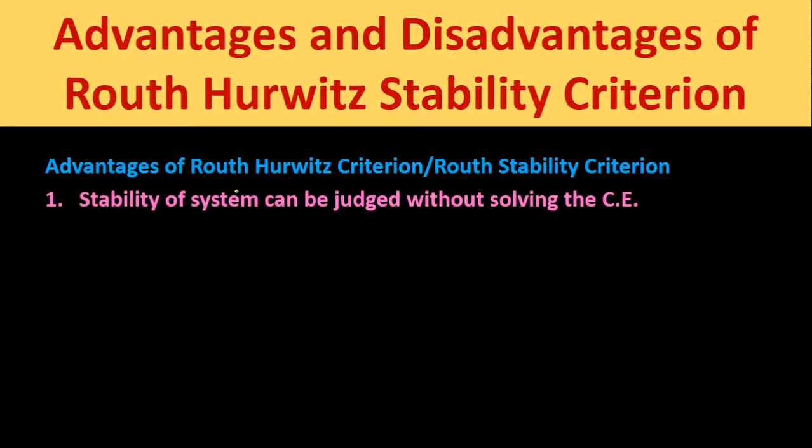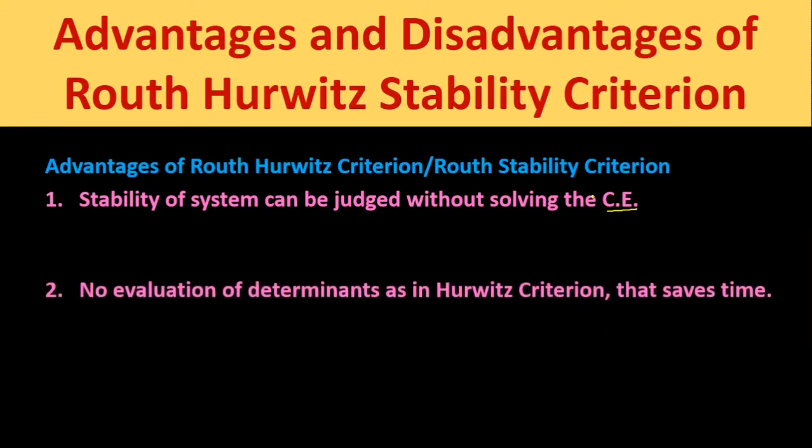First one is, with the help of Routh Hurwitz criteria, the stability of system can be judged without solving the characteristic equation. That means we don't need to calculate the roots of the characteristic equation for finding the stability of any system in the Routh Hurwitz stability criteria.